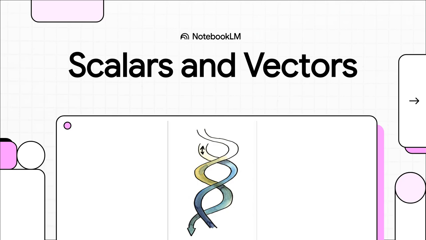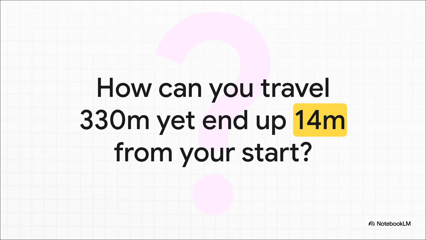All right, today we're going to dive into two of the absolute cornerstones of physics, scalars and vectors. Now, these are the building blocks for describing pretty much everything, from how fast a car is going to the pull of gravity. And trust me, getting the difference between them is a total game changer. So, to get our heads around this, let's kick things off with a little puzzle.